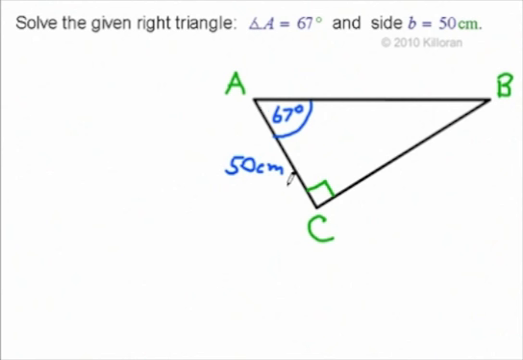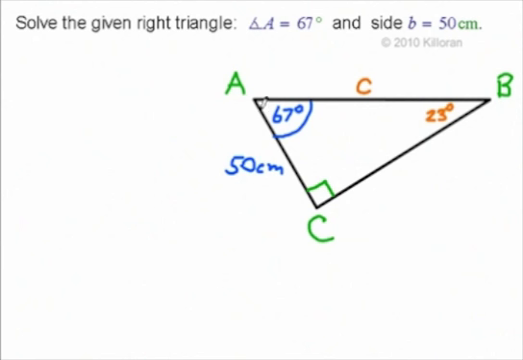So the first one is easy with this one. We're going to go for the other angle. 67 taken away from 90, that'll leave us with 23 degrees. But again, just like before, I'm not going to use this angle to do anything. I want to use just the 67 and the 50. Alright, so let's say I'm looking for this side over here. Let's call it C. It's opposite big C.